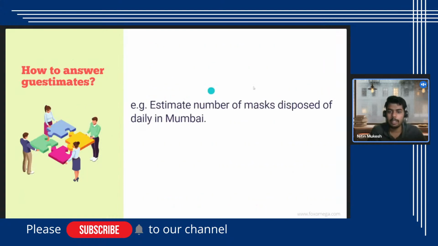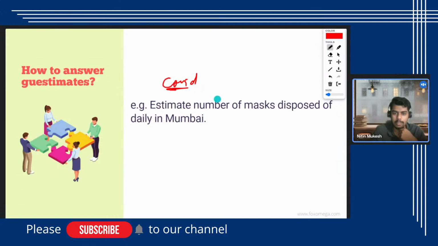So let's say someone gives you the example: estimate the number of masks disposed of daily in Mumbai. When we were in college, COVID was going on at that time, so these were the popular questions in guesstimates. Estimate the number of masks disposed of daily in Mumbai. You cannot give an exact answer. It's not like you will say okay, 10 lakh or maybe 1 crore. It's not like you can give any one answer. You can estimate a number. So how are you going to estimate a number?